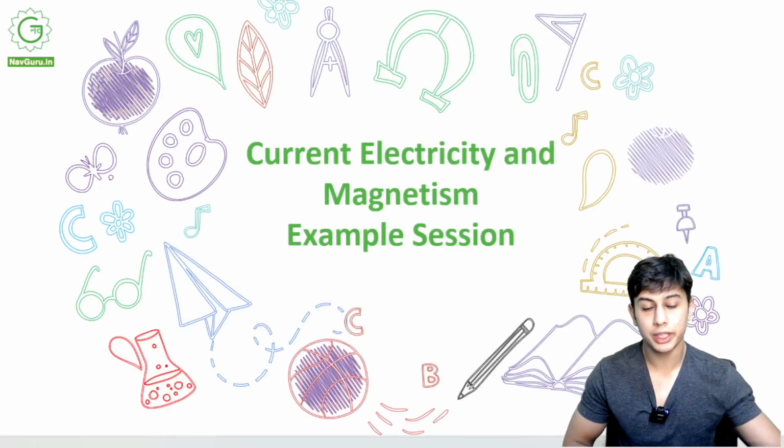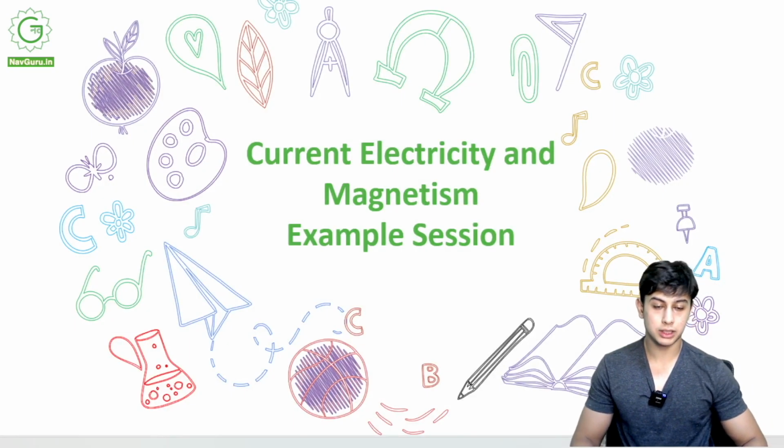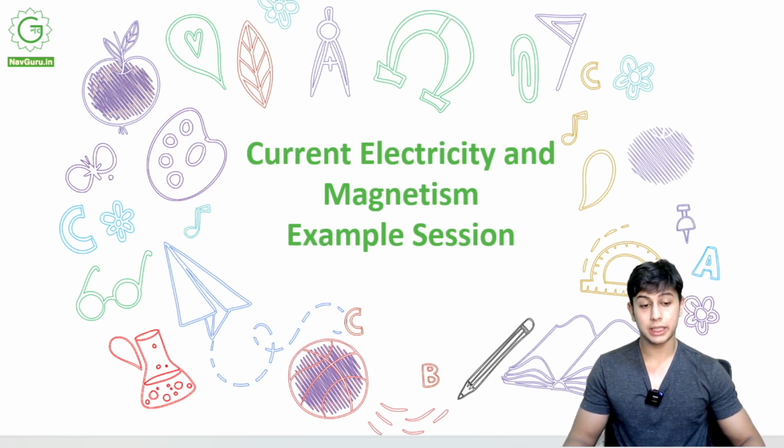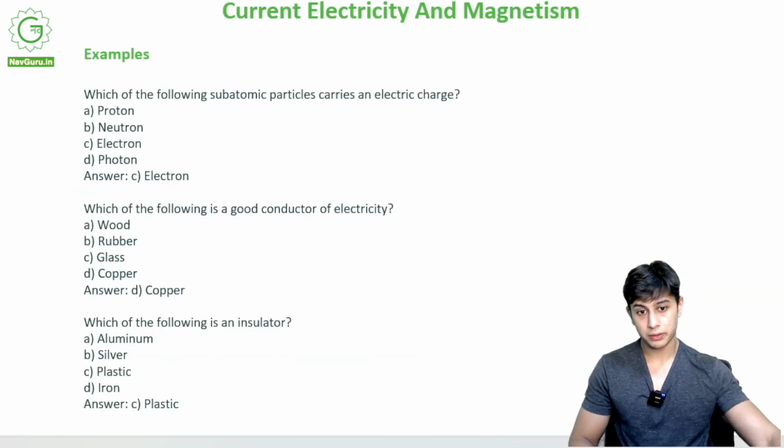So hi everyone, today we'll be doing an example session on current electricity and magnetism. Current electricity is an extensive and difficult topic, but if you can understand all of it, it won't be much of a problem. Now magnetism. We all know that through electricity we can generate magnetism, and through magnetism we can generate electricity. Now let's go into the question so that we can understand it better.